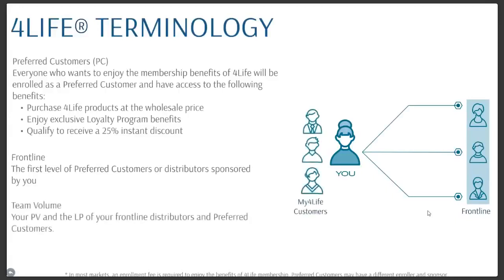The next term is team volume. So team volume is going to be the principal volume for you and also the LP of all your frontline distributors and preferred customers. So I'll throw some numbers up here as an example. Here's all your My4Life customers, the orders that they're doing, your personal order, and then the orders that were done by everybody that's on your front line. All of those combined equals your team volume. And so that's calculated every single month. And we use that team volume to determine qualification for the builder bonus.